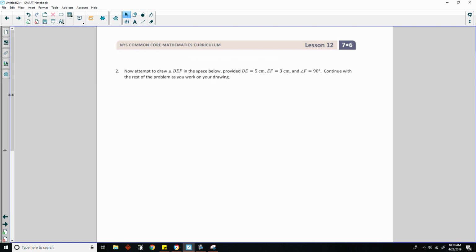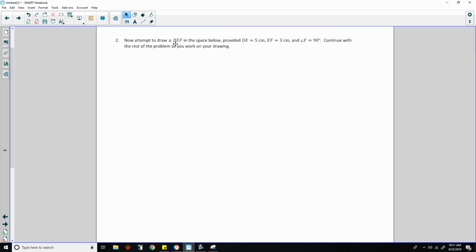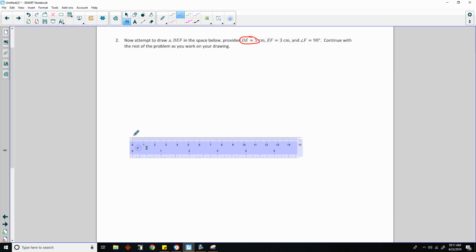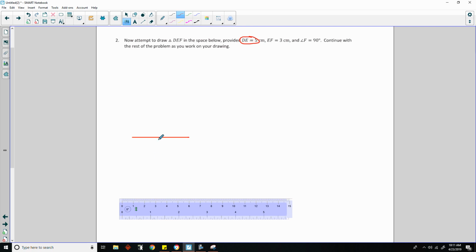All right, number 2. Now attempt to draw a triangle DEF in the space below, provided, and I like color coding, DE is 5. So let's just start with DE being 5. So put my pencil here, draw it there. It's 5 centimeters. Label it 5 cm. Call this D and this E. Check.